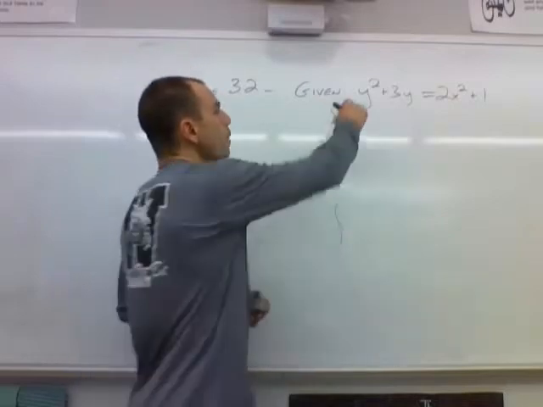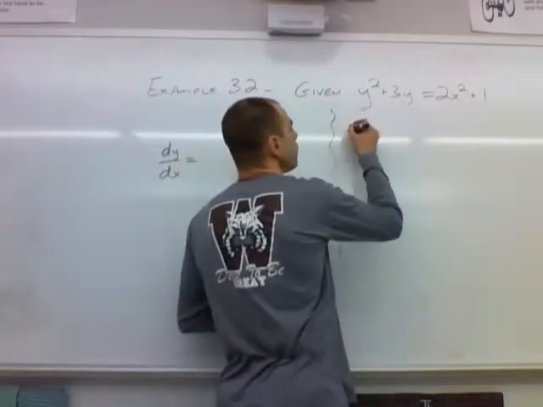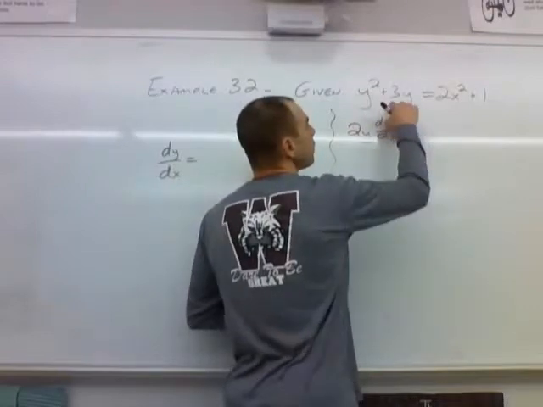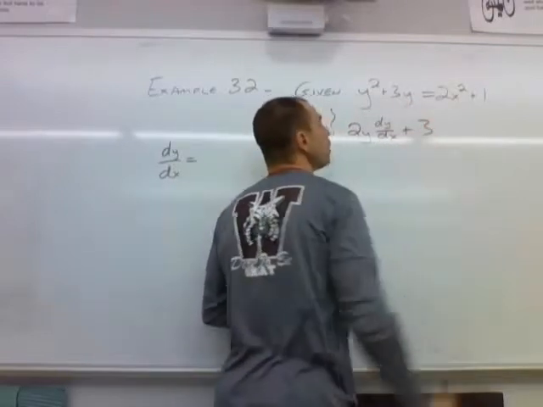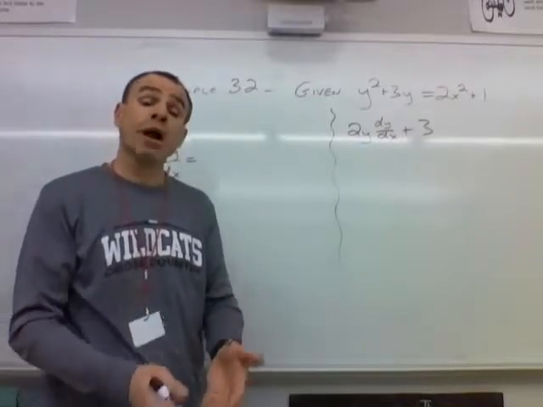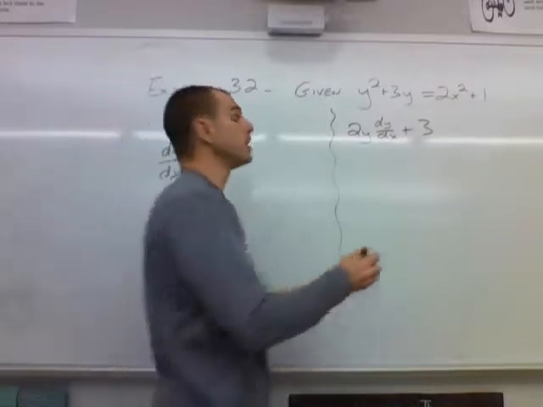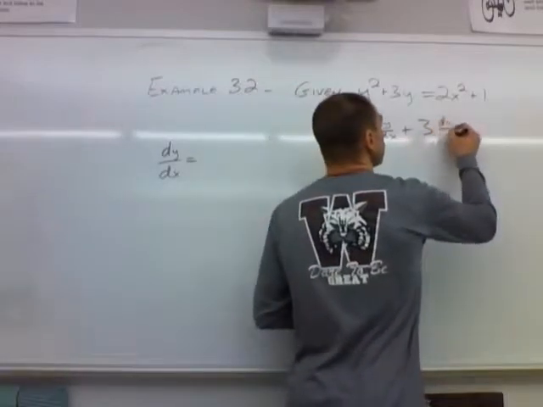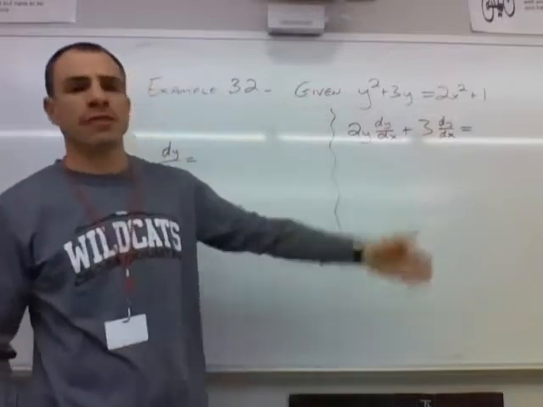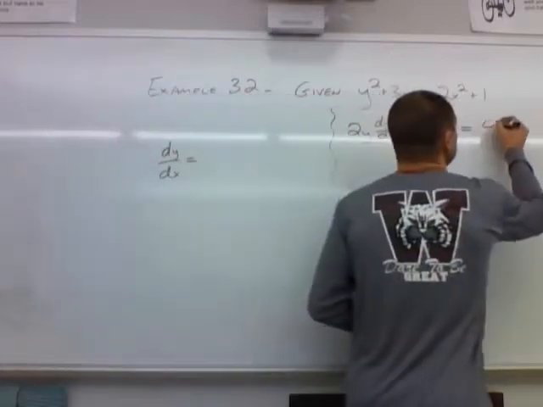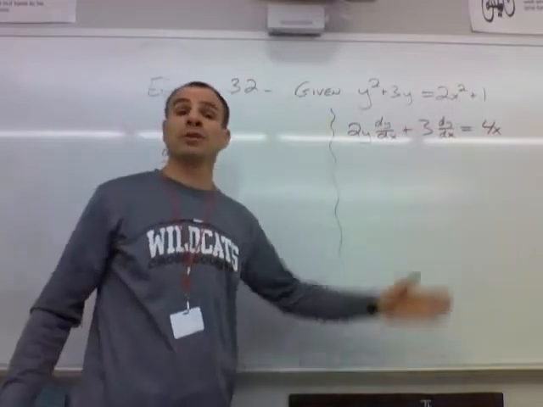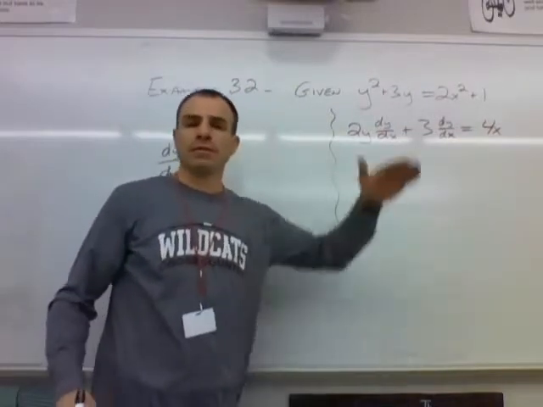So we have y squared, which we've derived before, and we know it's going to be 2y dy/dx. And we have plus 3y, so plus 3, because 3x would derive to 3. So 3y will derive to 3, but again, it needs a dy/dx. And then on the other side, we have 2x squared. We've been deriving that forever. That's 4x. And the derivative of a constant, in this case 1, will be 0. So there's our derivative line, if you will.